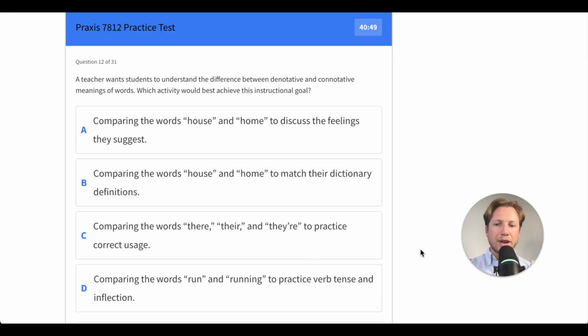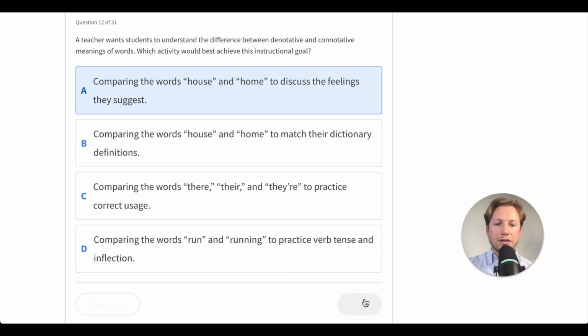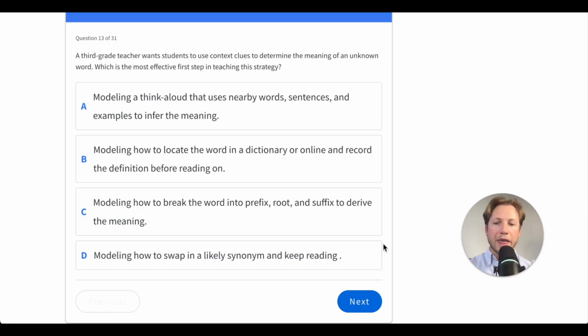All right, so in order to answer this, we have answer option A, comparing the words house and home. Remember that these two words have different feelings. The activity in the question directly addresses the connotation, which, if you recall, is the emotional association of a word, whereas the denotative is the literal dictionary definition. For that reason, I'm going to choose answer option A. Scroll on down, click the next button, and let's move on to question number 13.